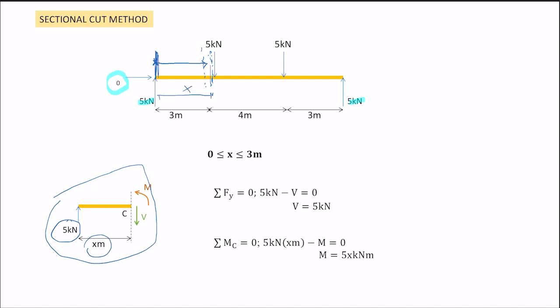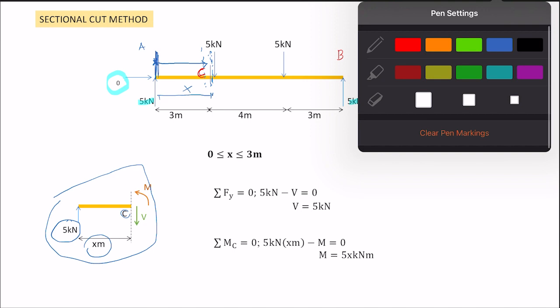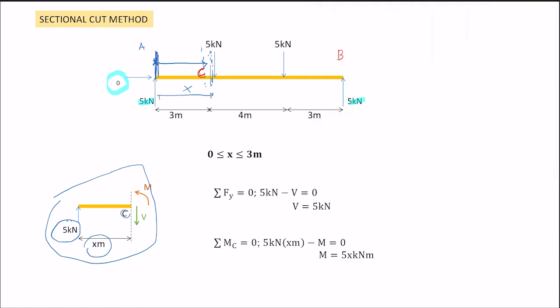Therefore I put X here. And I name this point as C, because this is A, this is B, right? And here I name it as C. When we cut it, there must be a reaction, moment, and force. So the force, we take it going down like this. Always like that, so you must not assume it the other way around. It will not go up.